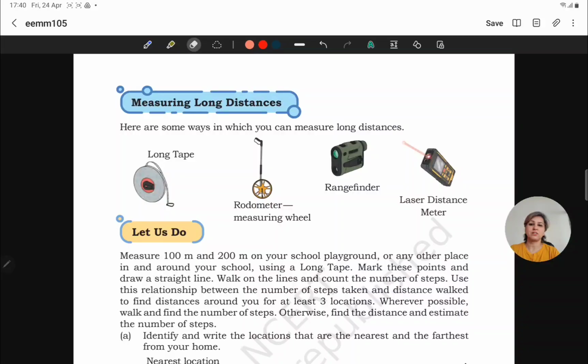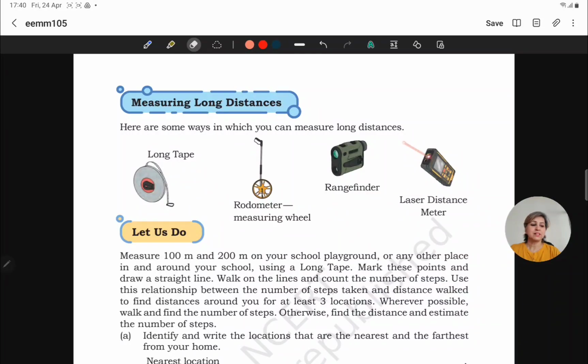We understood that to measure smaller units, we use meter and centimeter. For shorter distances, or for shorter length, we use meter or centimeter. For example, if it is about a piece of cloth, we measure it in meter. If it is about a pencil, we measure it in centimeter. So that's how meter and centimeter are standard units of measuring short length.